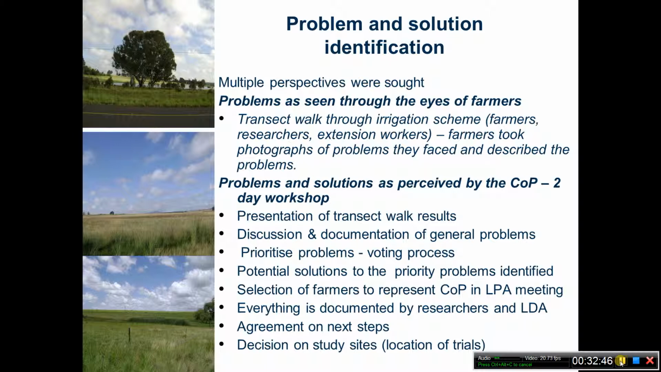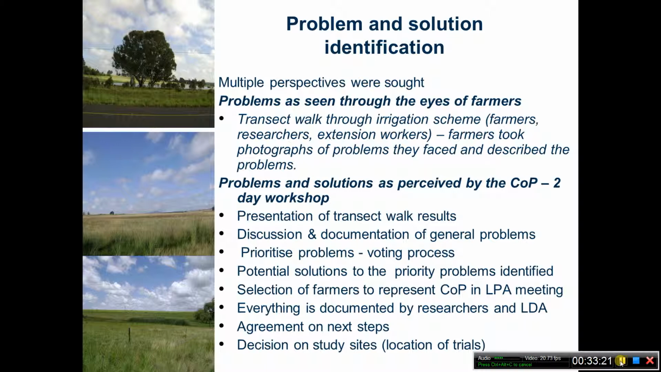The first part was to see the problems through the eyes of the farmers. In order to achieve this, a transect walk was conducted through an irrigation scheme, with farmers, researchers, and extension workers taking part in the walk. The research team lent cameras to farmers, and farmers took photographs of the problems they faced as we conducted the walk, and they described the problems. The researchers and the extension workers documented these problems.